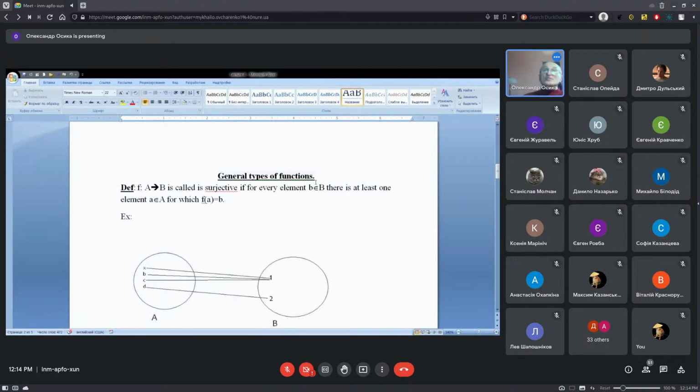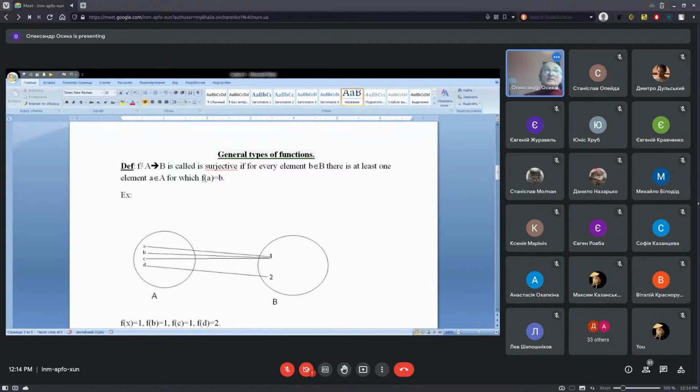General types of functions. Definition: a function f from A to B is called surjective if for every element b from set B, there is at least one element a in A for which f of a is equal to b.